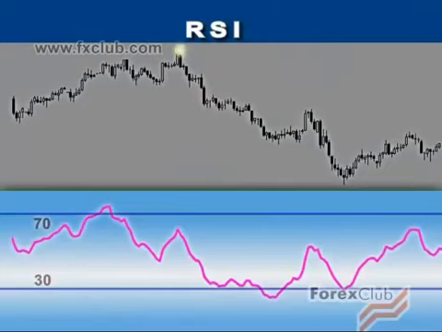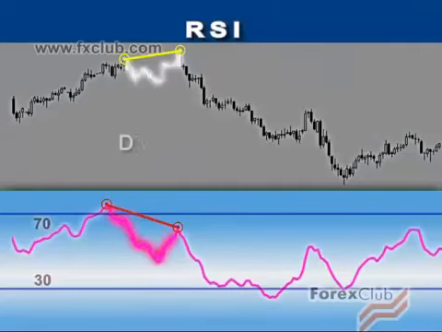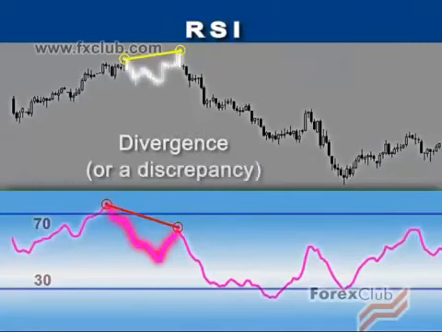This is what divergence looks like on a bull trend. The last price high is higher than the previous one, and the last oscillator high is lower than the one before. Let's draw two lines, one up line and one down line. There you go, that's your divergence.